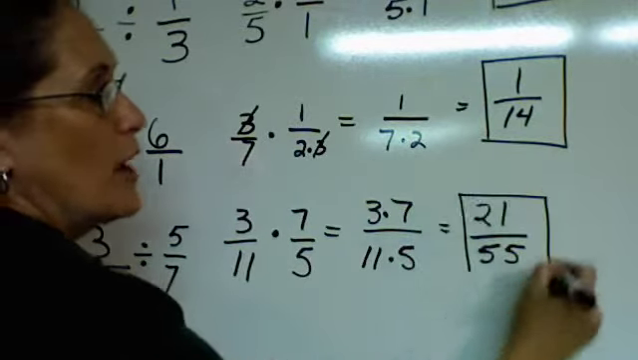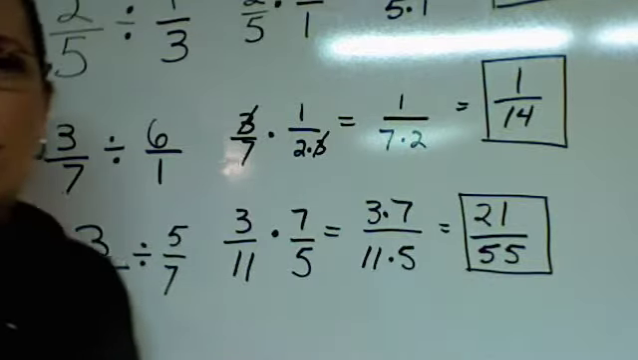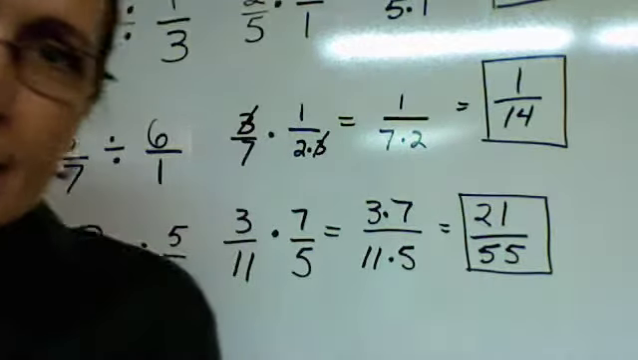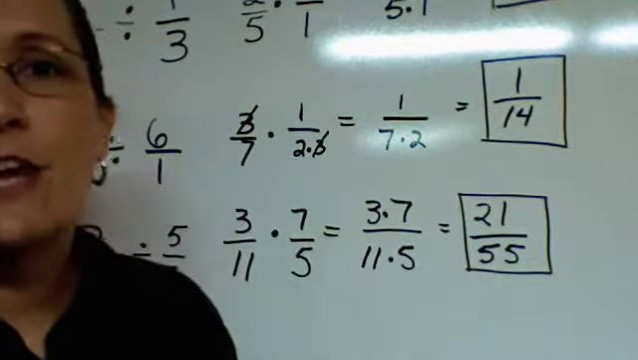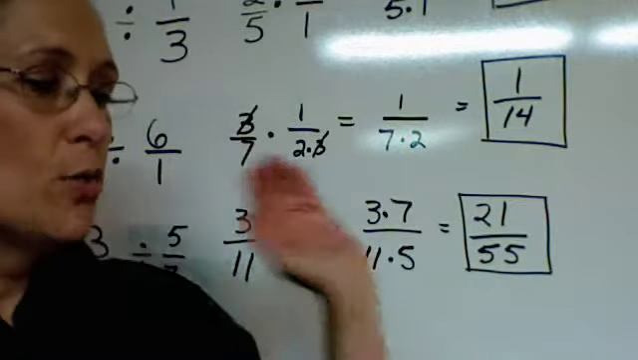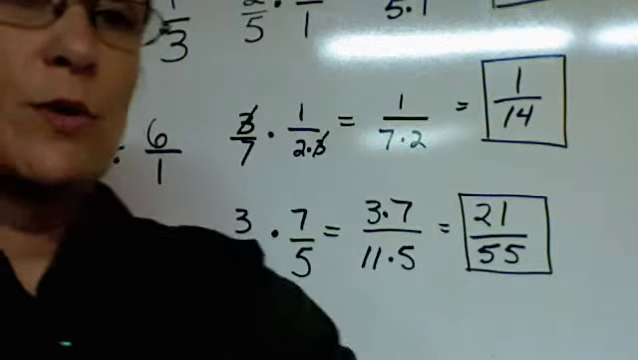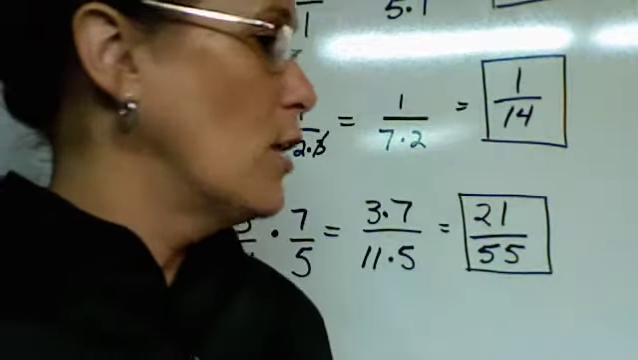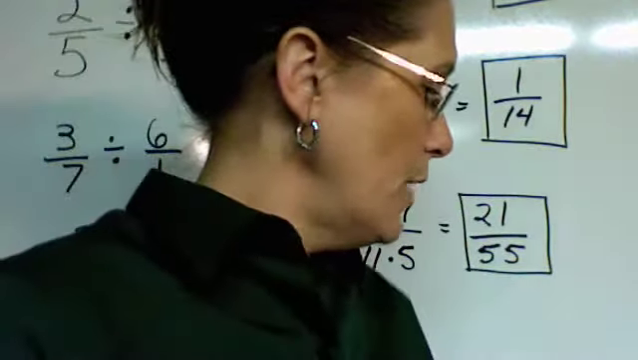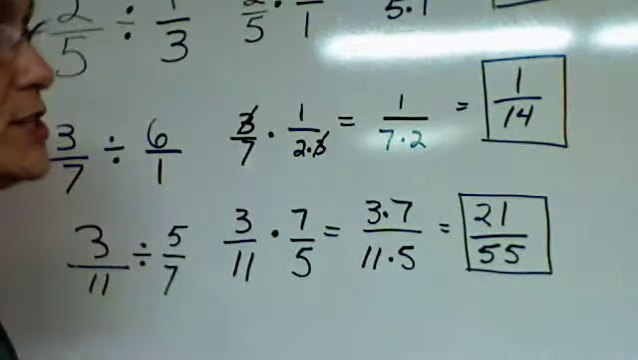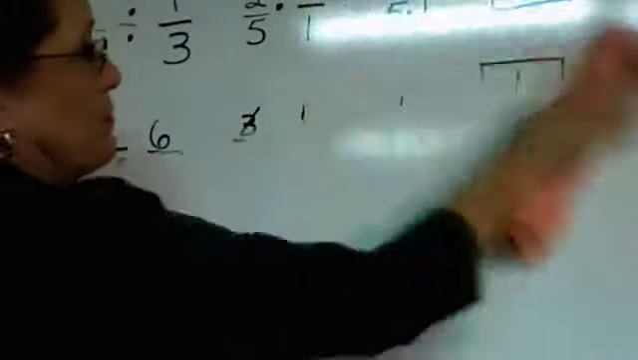21/55. And remember, I told you multiplying and dividing fractions is so much easier than adding and subtracting. You do not have to get a common denominator to do this. You work straight ahead. You do want to look for places to cancel, though, because we want our fractions in lowest terms. Okay? Now, what happens if we start out with mixed numbers? Let's take a look at this.